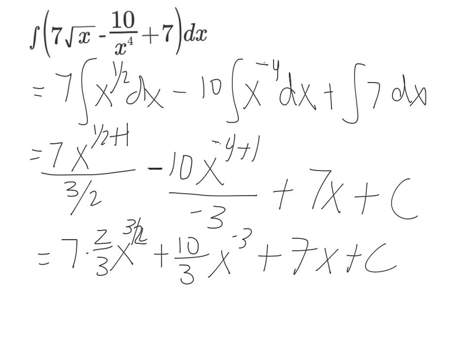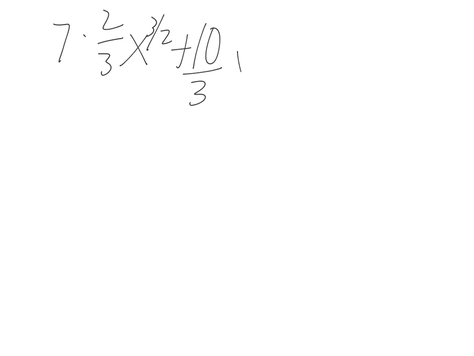Okay, so let me see if I can move this to a new slide now. So let's see here. 7 times 2/3 x to the 3/2, and then we had plus 10/3 x to the negative 3, and then plus 7x plus c. So that was what our previous line was on the last slide. So now let's clean this up and get our final answer.